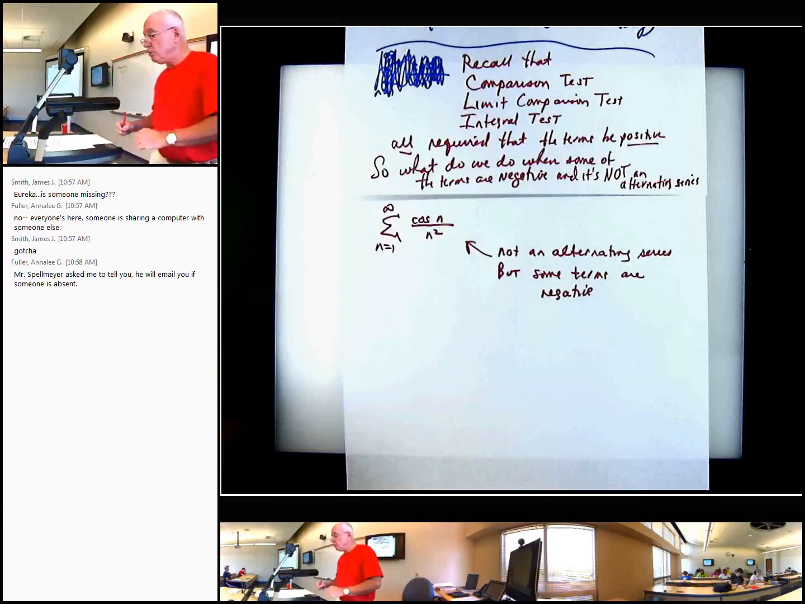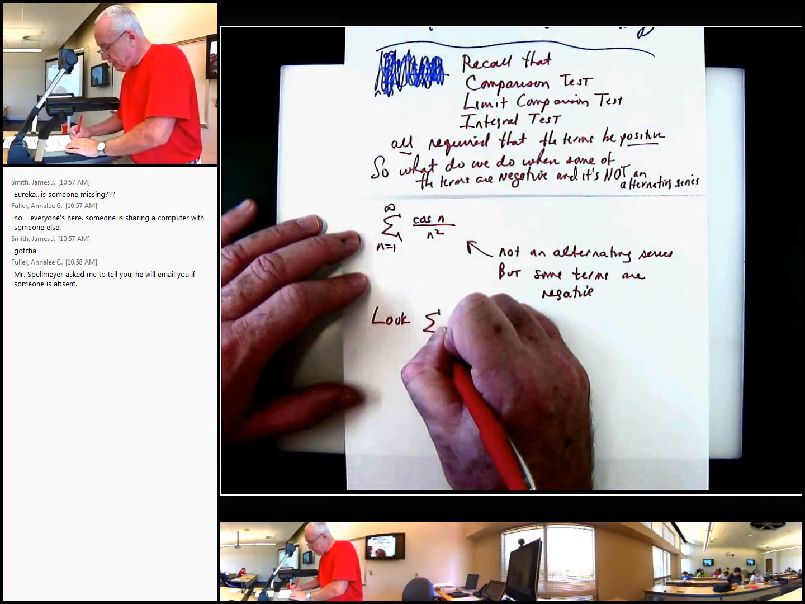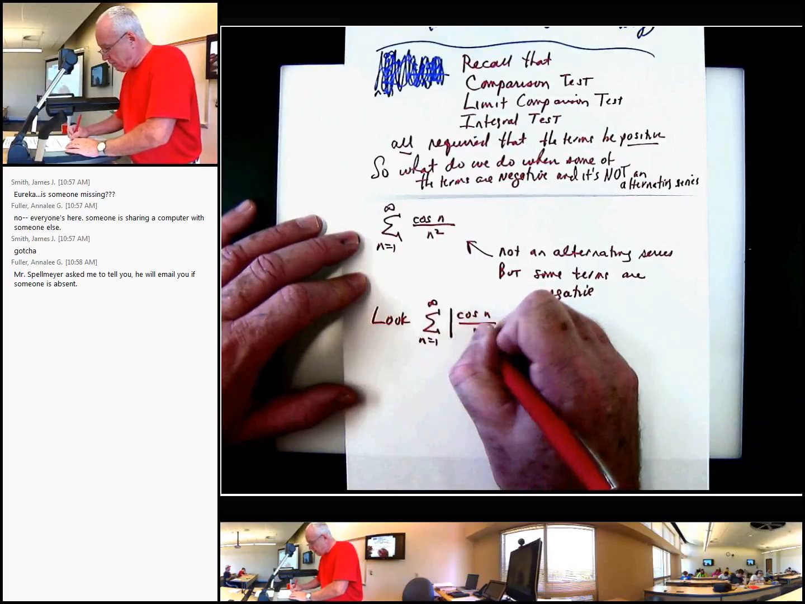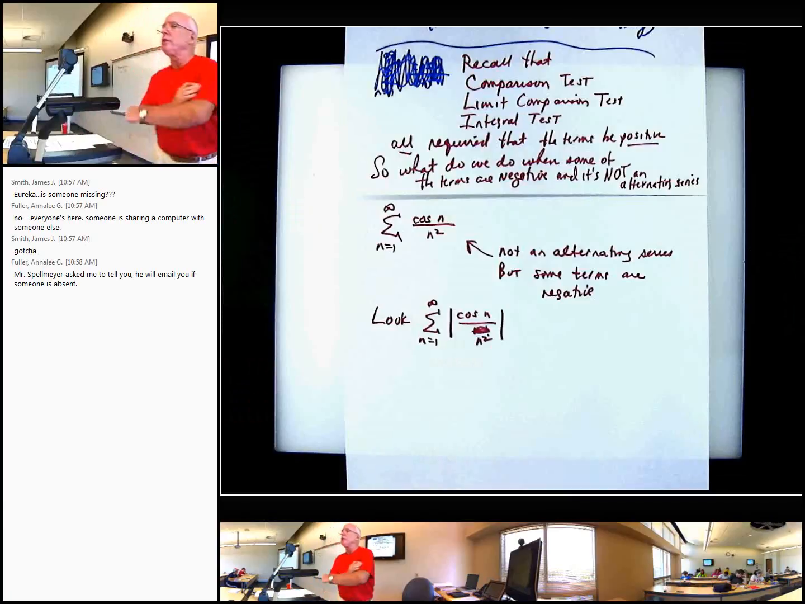So what we're going to do is look at the summation, n equals 1 to infinity, of the absolute value of these terms. Oops, that's not factorial. That's n squared. Sorry.